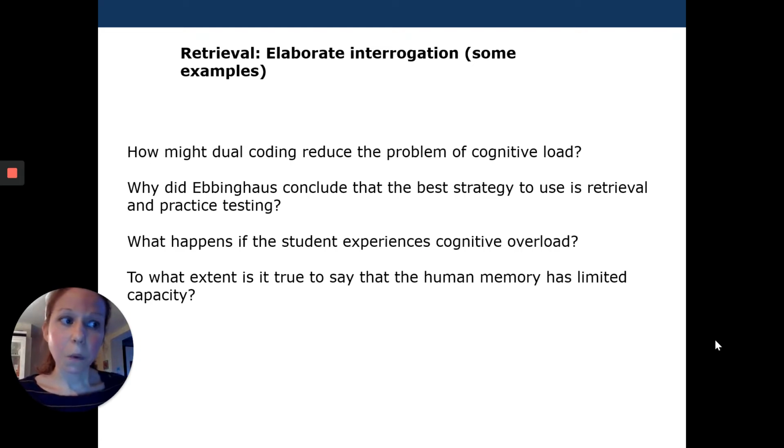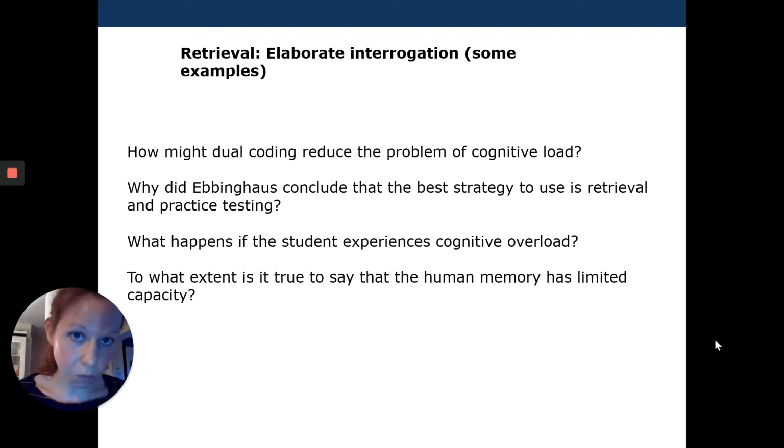Hopefully you had a go, you came up with a few. Here's a few I did earlier. Some examples. So you might have come up with questions like, how might dual coding reduce the problem of cognitive load? Why did Ebbinghaus conclude that the best strategy to use is retrieval and practice testing? What happens if the student experiences cognitive overload? To what extent is it true to say that the human memory has limited capacity?